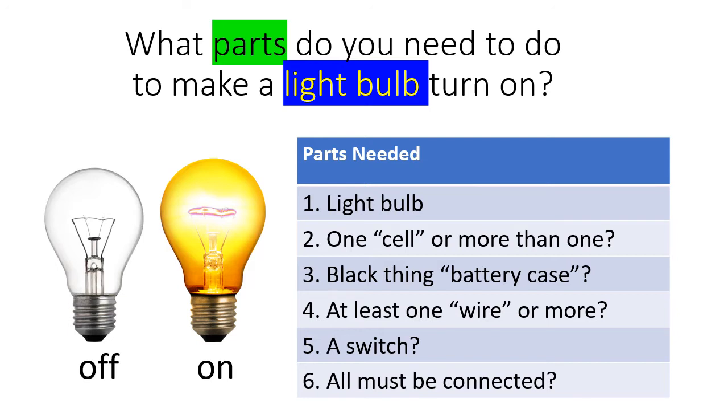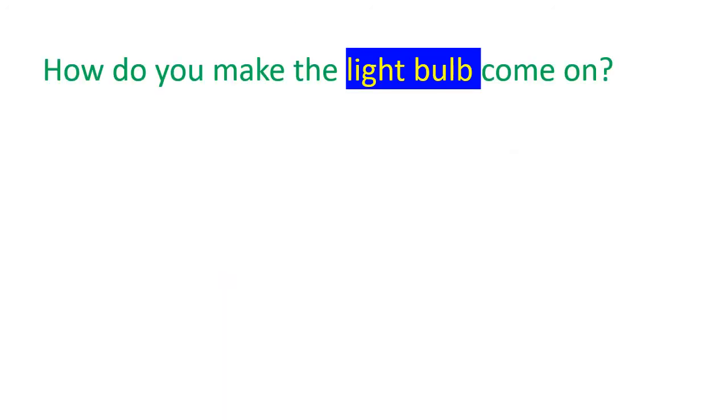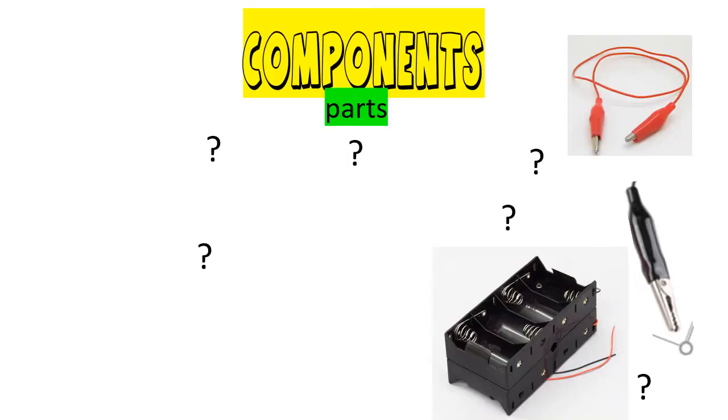Because just because they're connected doesn't mean the light bulb will turn on. So we had to make sure that, yes, true, we connected them, but they must be connected in a certain way. So we kept asking the question. We did more investigations with circuits, and we continued to ask, how do you make the light bulb come on? We talked about the components or the parts that we needed.